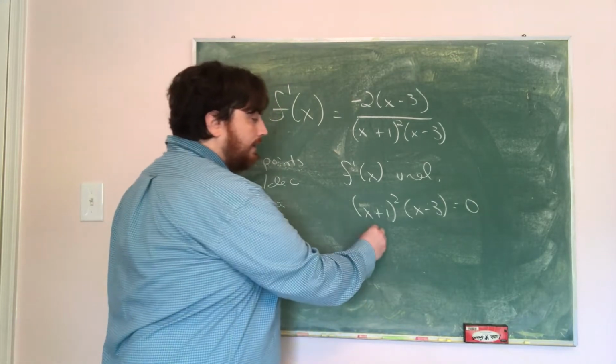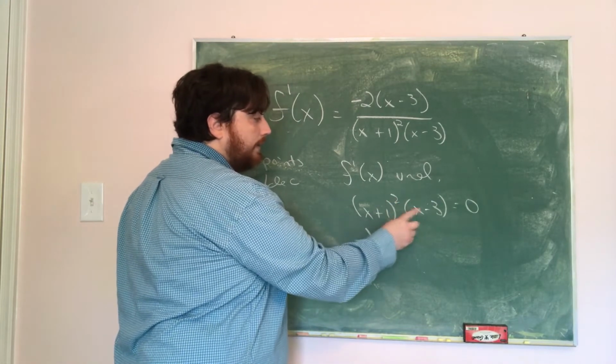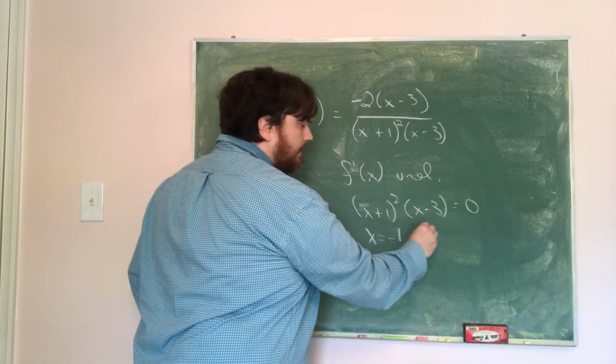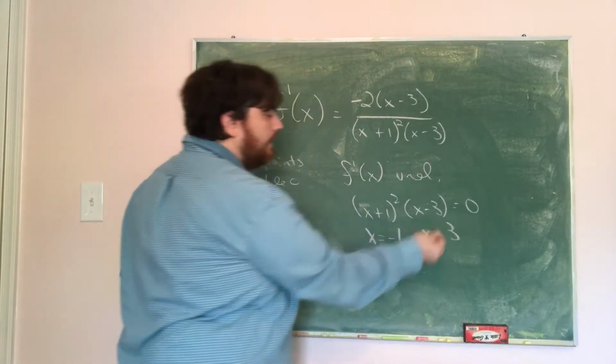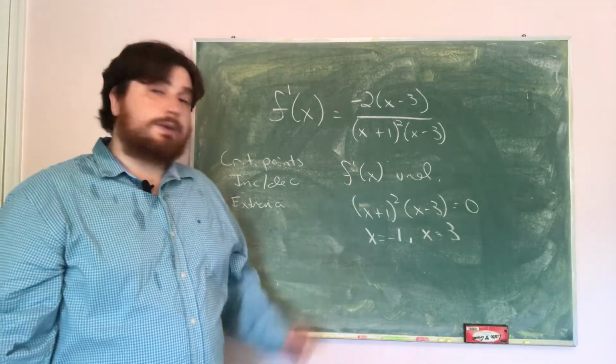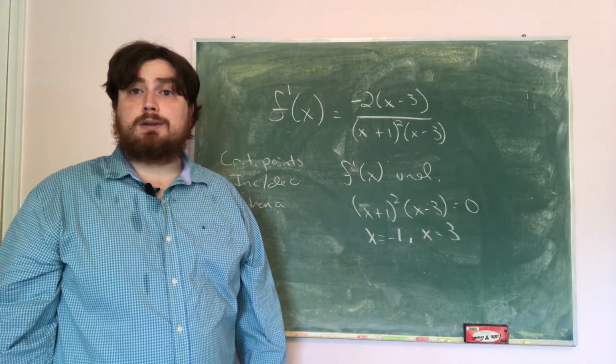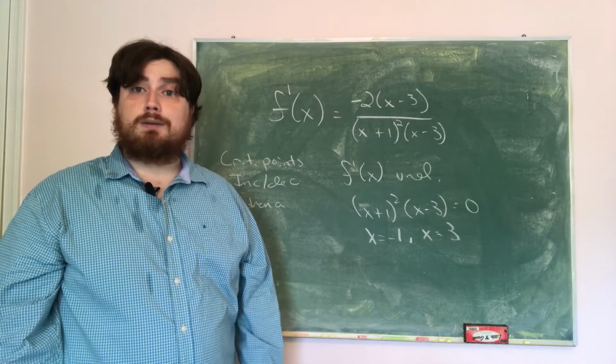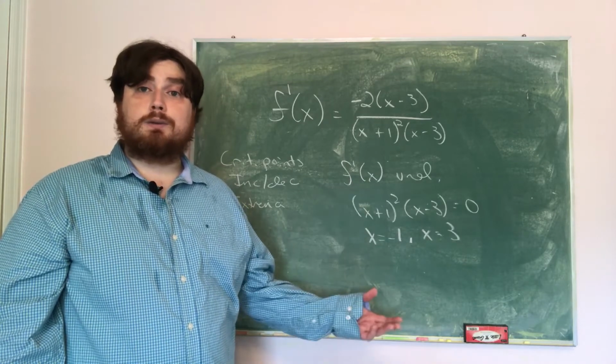And so what we get is x plus 1 squared is 0, so x is negative 1. Or x minus 3 is 0, so x is 3. And so we get that the derivative is precisely undefined at the points that aren't in the domain of the function, which makes sense, because if we have a discontinuous function, we can't have a derivative.